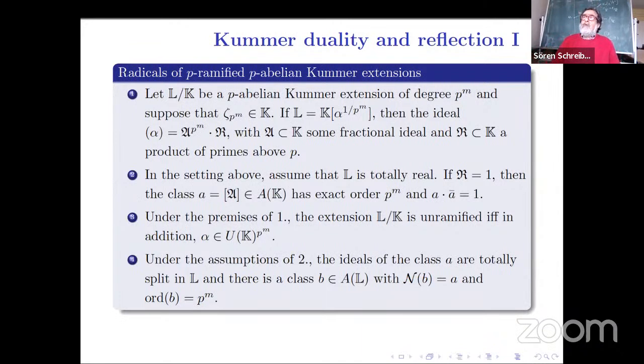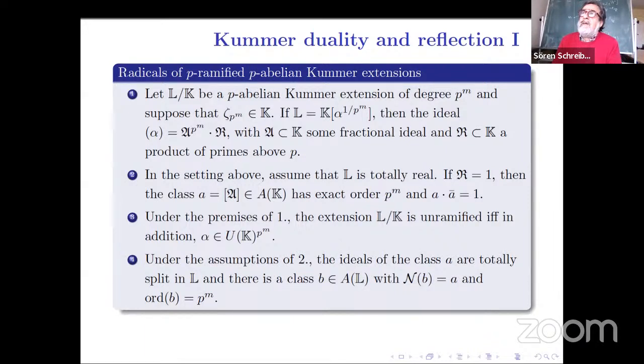Okay, now we go to radicals. Again, I look at the generic p-abelian Kummer extension of degree p^m. I suppose that the root of unity is in K, so the extension is really a Kummer radical one. And if it's cyclic in addition, generated by some alpha, then, actually it's an exercise in Washington's book to put it clear, I think it's exercise 9.13, I used to explain it to my students, alpha is a p^m-th power of a radical of an ideal coprime to p times a product of powers of primes above p.